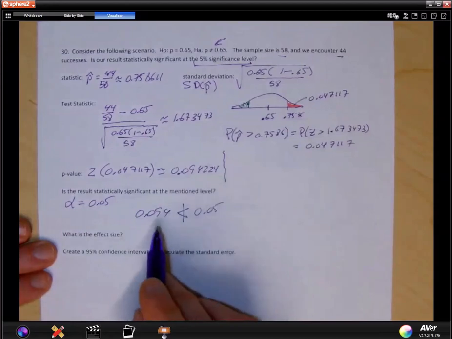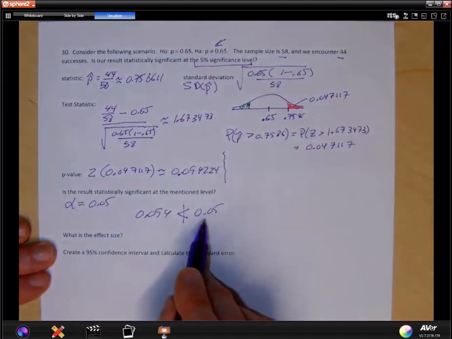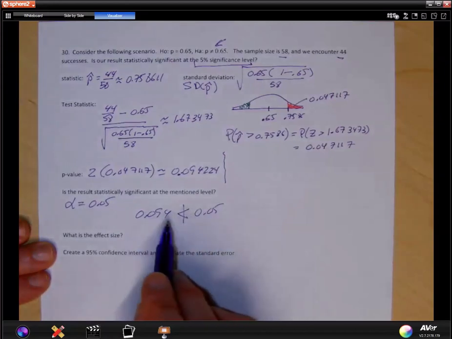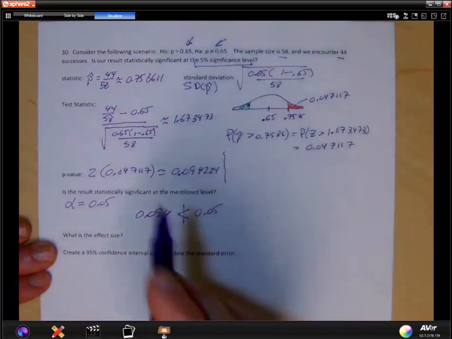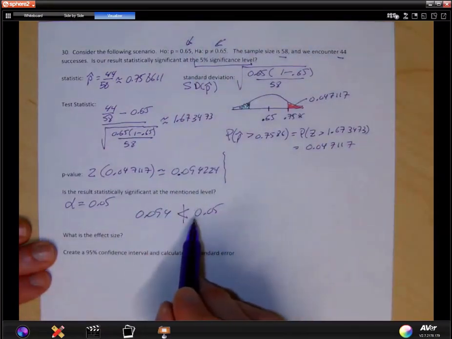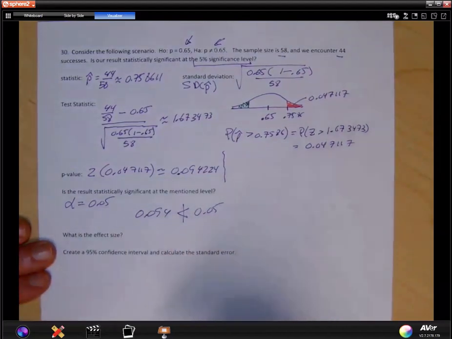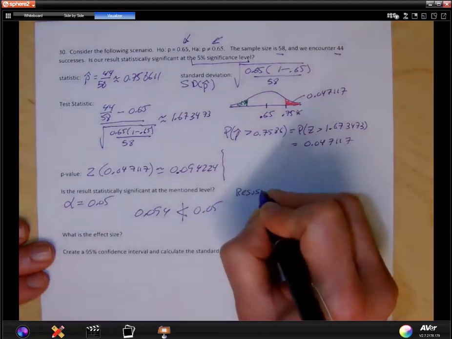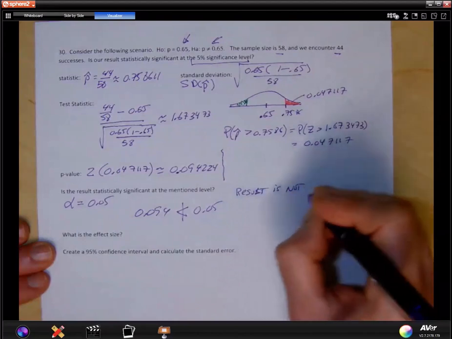In other words, the rarity is not lower than our output. So maximum rarity is this. And we'll be willing to reject a null hypothesis if my rarity falls to at most 5% or lower. But our rarity is much higher than that. It's about 9%. So the result is not statistically significant.